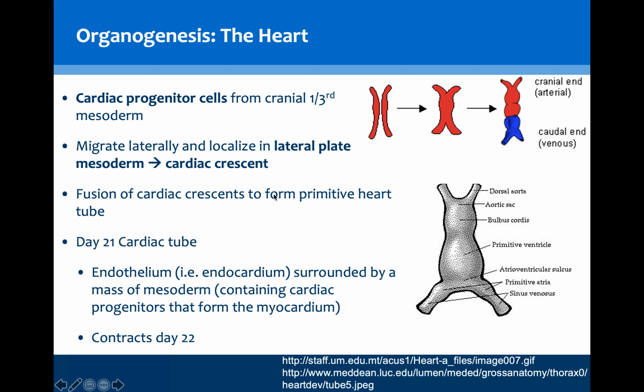These two cardiac crescents will coalesce and form a primitive heart tube that has a cranial outflow end and a caudal inflow end. This cardiac tube is lined by an endothelium equivalent to the endocardium, and also a mass of mesoderm that is very similar to the myocardium. And around day 22, it begins to contract.